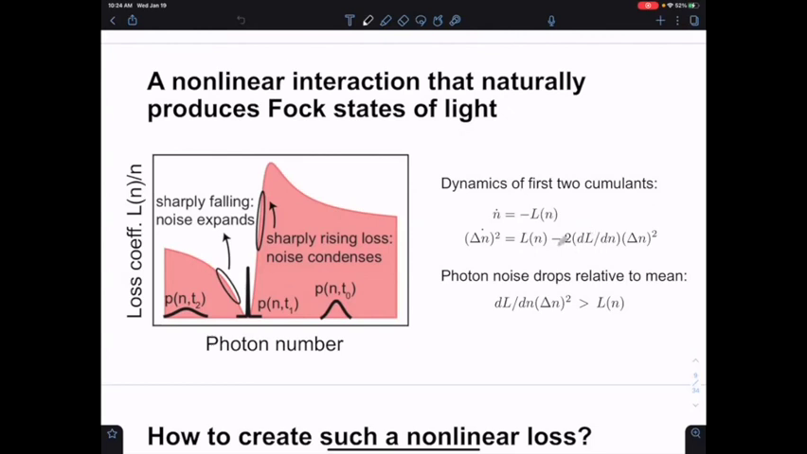But fluctuation dissipation makes you think, well, if I have loss, then fluctuations probably should be fed in. And that's exactly what this positive L of n term does. So the variance evolves according to two contributions. However, L of n and dL/dn are in principle independent.